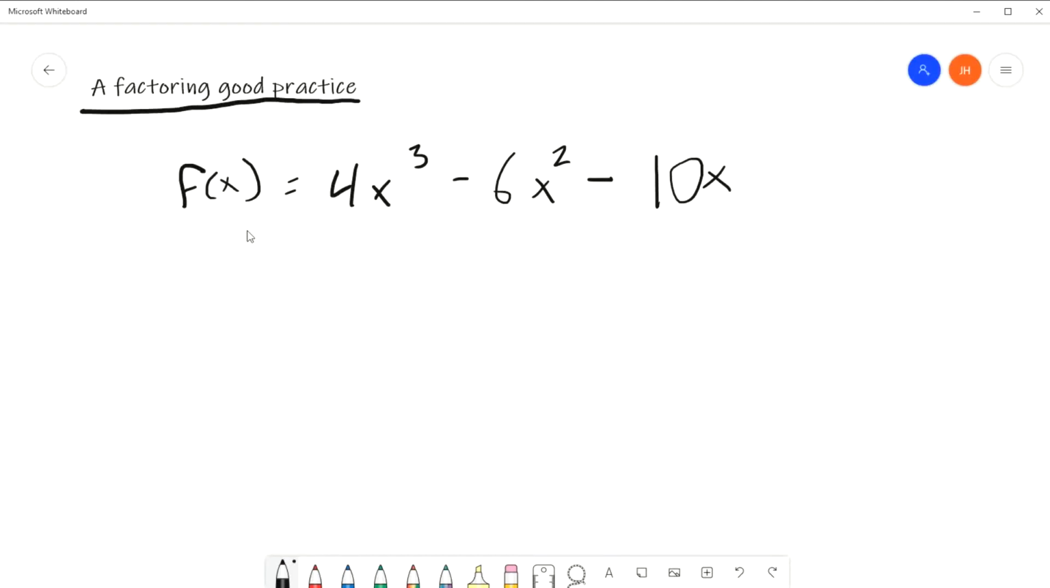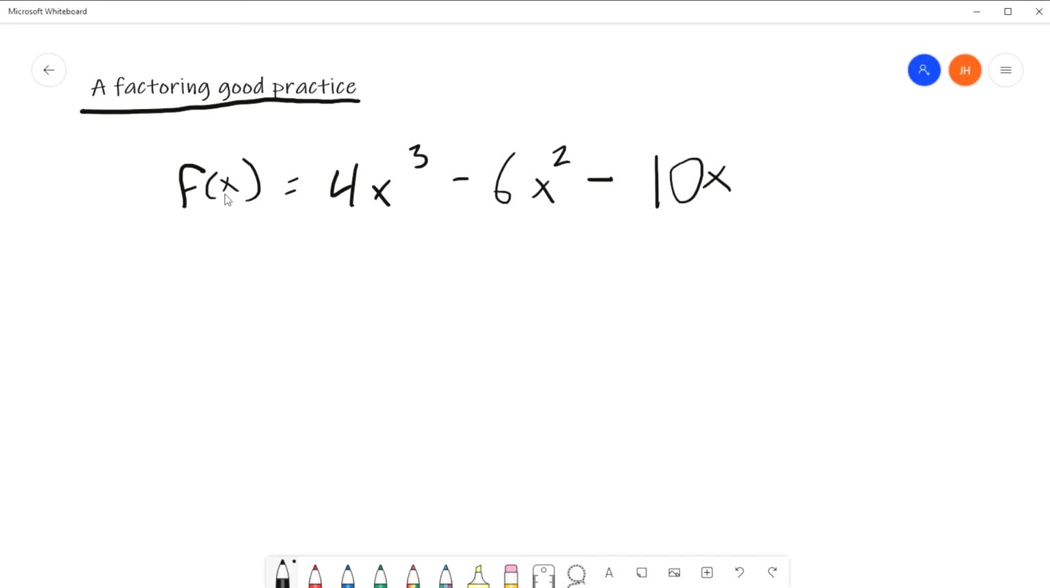So before we start trying to do more advanced factoring techniques with rational zeros theorem, I wanted to quickly discuss a good practice to always follow when you're factoring any sort of function. In general, y'all, if you're factoring a function, you should always look at all the terms first and determine if they all have a common factor, if there's anything in common between all of them.